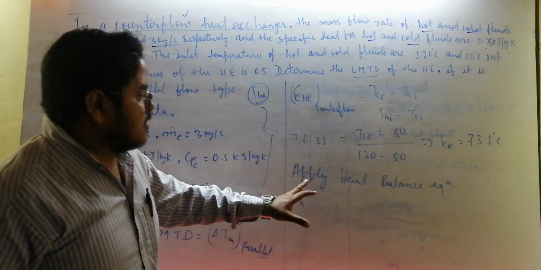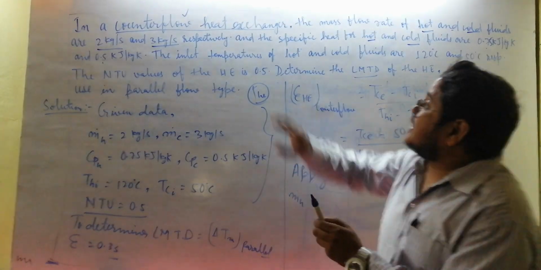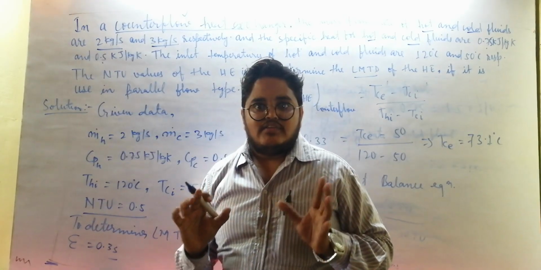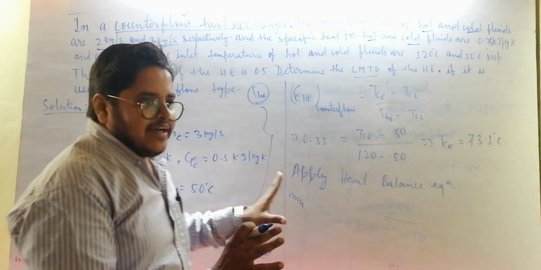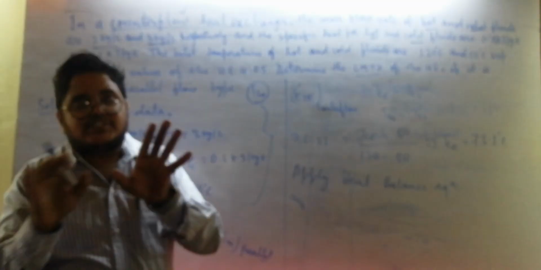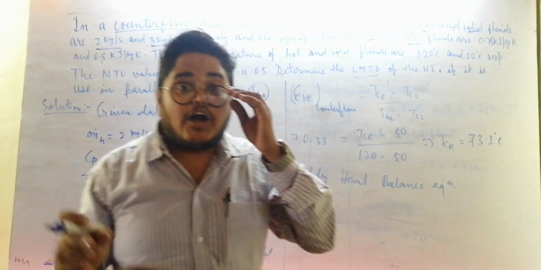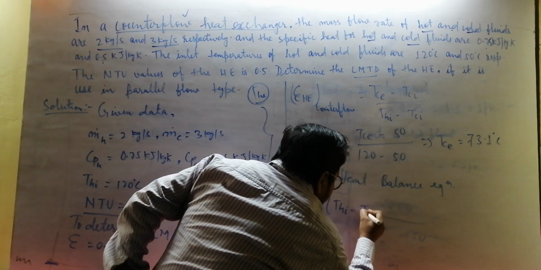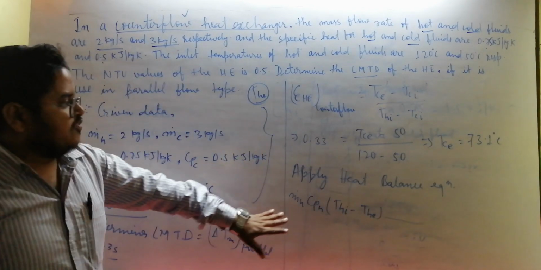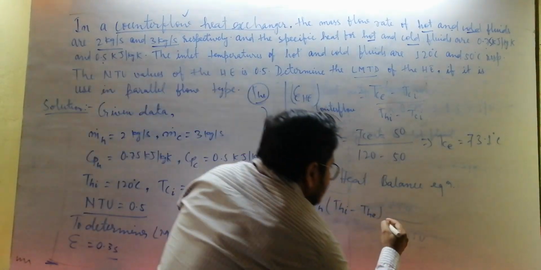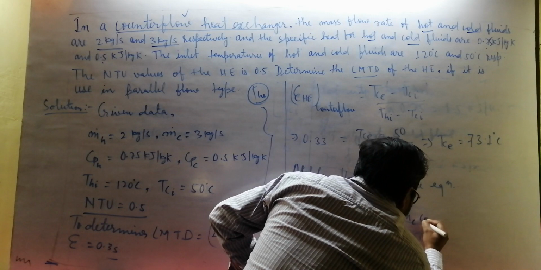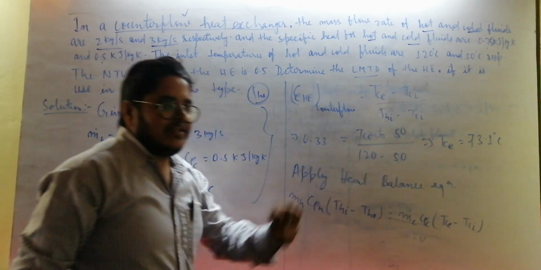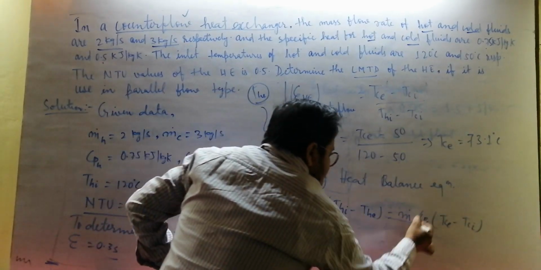What is the heat balance equation? First of all, the amount of heat rejected from the hot fluid is equal to the amount of heat gained by the cold fluid. That is the heat balance equation. I am assuming there are no losses from the heat exchanger to the outside. So m dot h Cph times (Thi minus The). This much heat is rejected by the hot fluid, and this is equal to m dot c Cpc times (Tce minus Tci). This much heat is gained by the cold fluid. Here both the values are same.